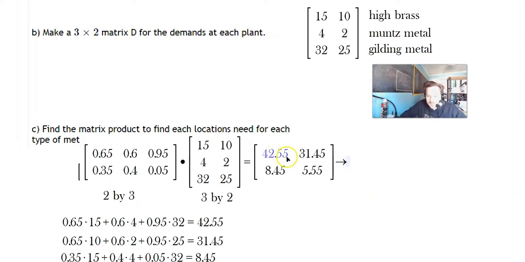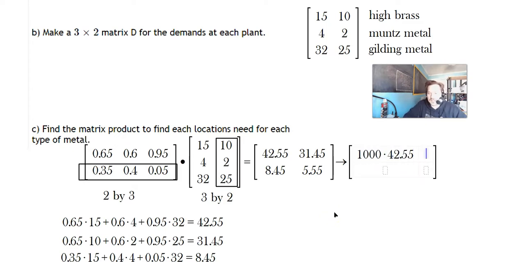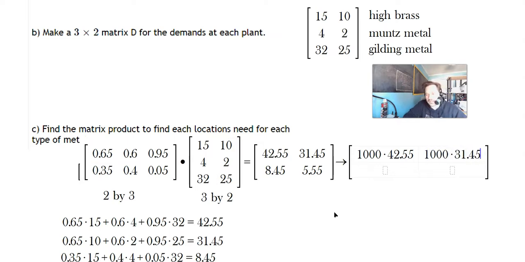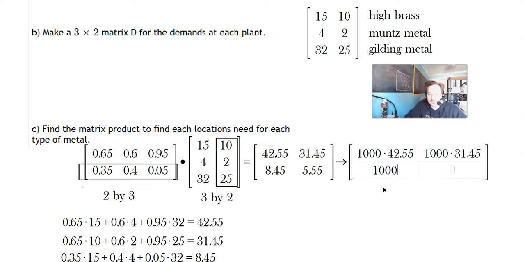Not just 42.55 or 8.45 or 31.45 or 5.45, 5.55. What you have to do is multiply each of these entries by 1,000. So we're doing an example, in other words, of scalar multiplication. Same thing with this one, 1,000 times 8.45, and same thing with this one, 1,000 times 5.55.